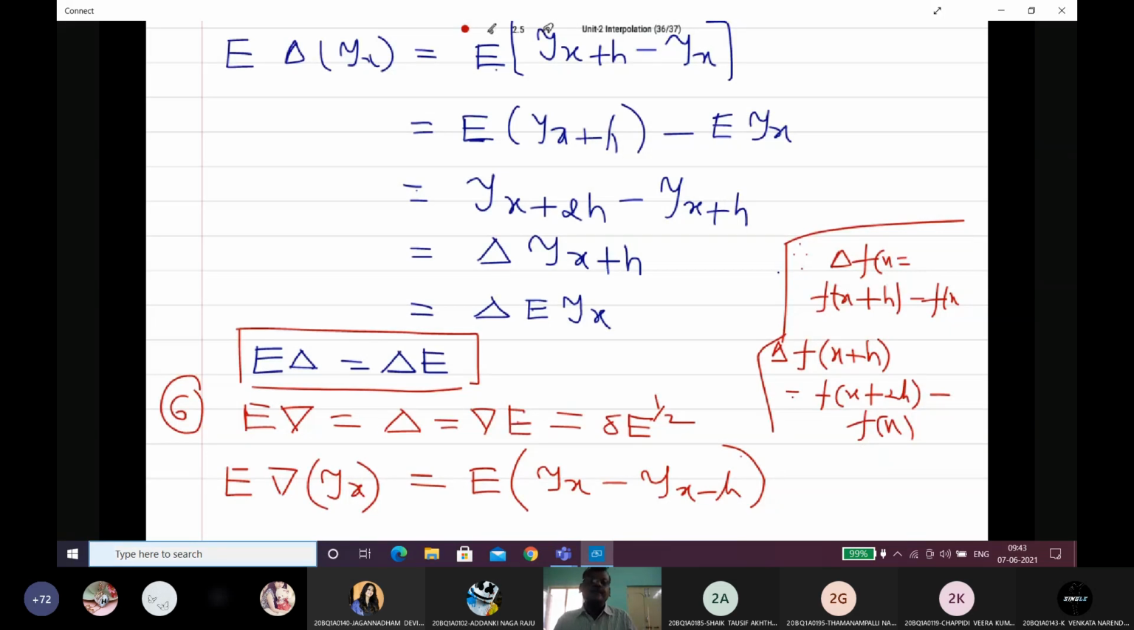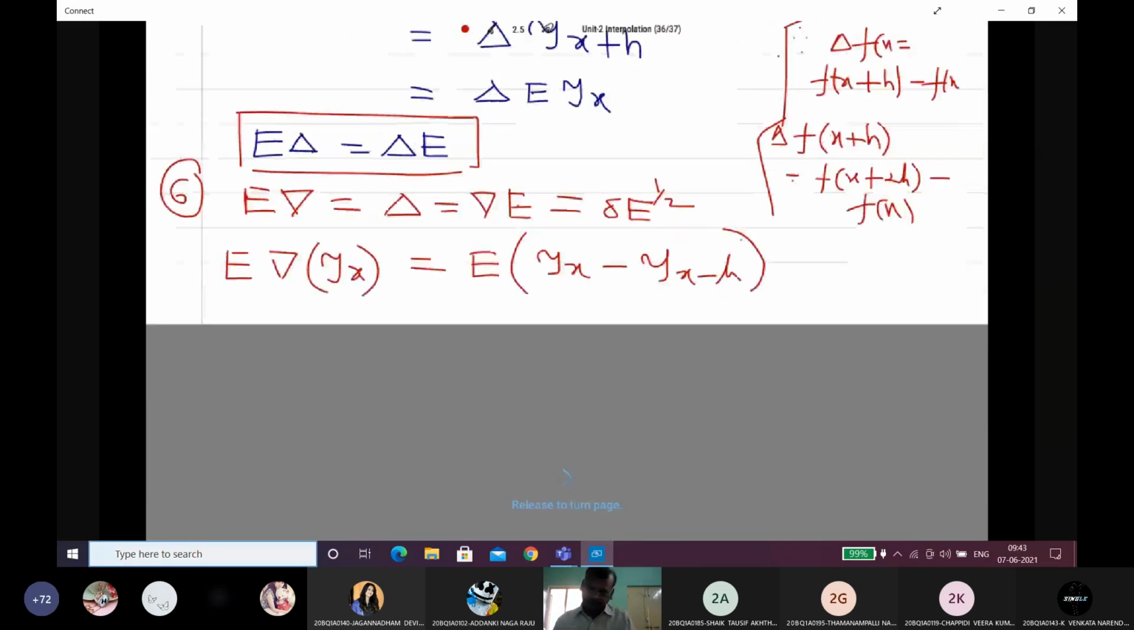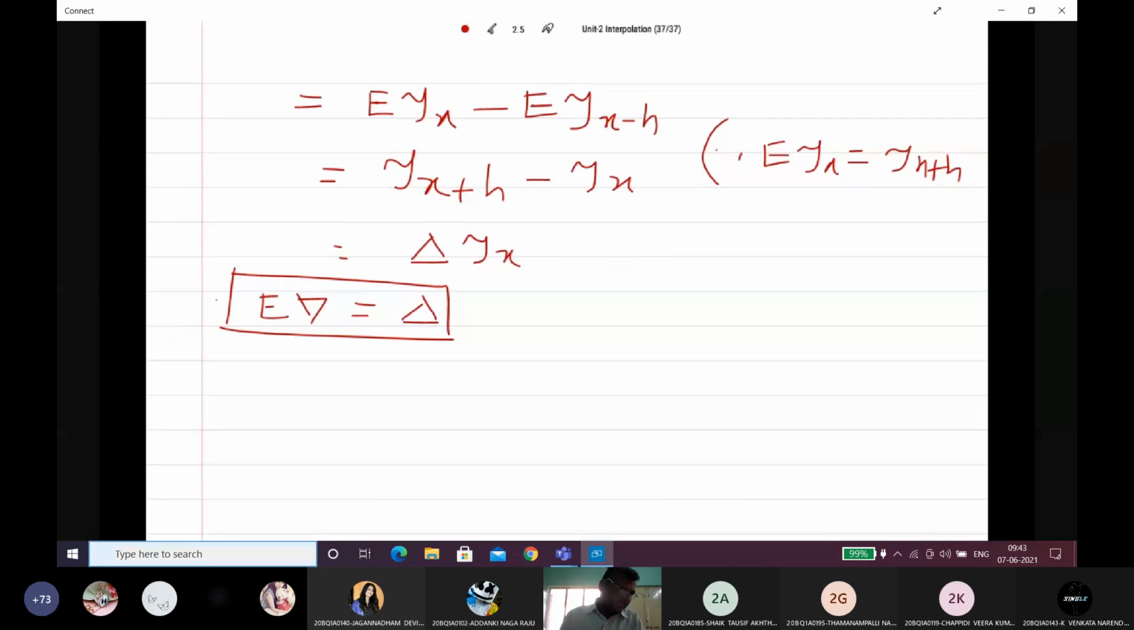Okay, delta is equal to E del, that is equal to del E, that is equal to small del E whole power 1/2. Now we have done one part. This is 1.